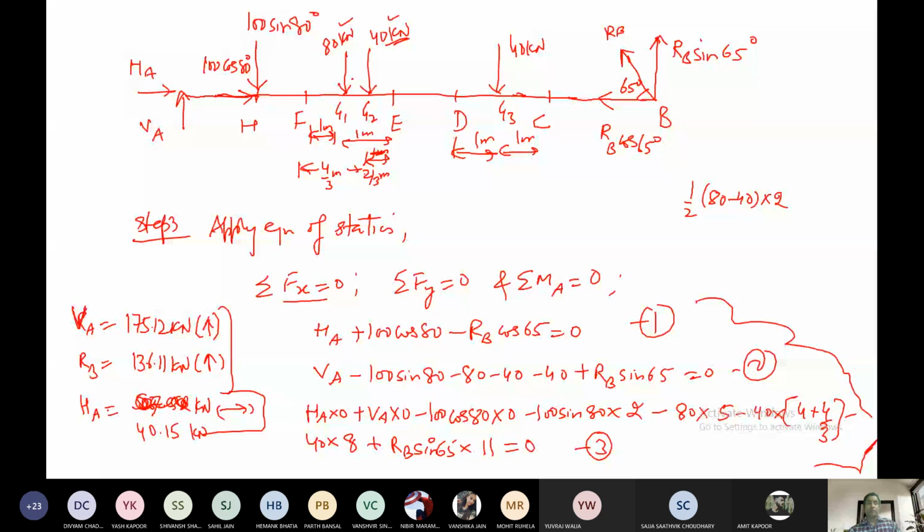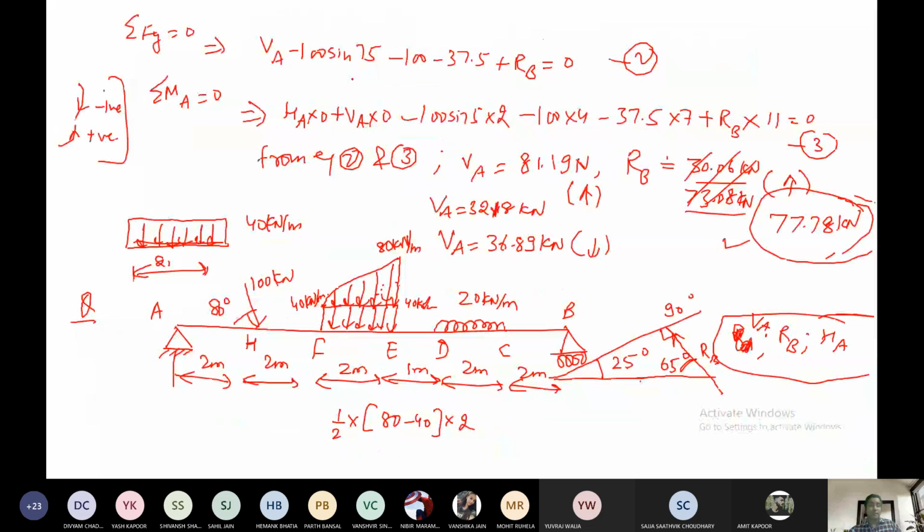Now coming to the second one. Here you can see this is the UVL on the UDL. If you look at this point, the 40 kilonewton value is there, and here it is how much? 80 kilonewton. That means it starts from 40 kilonewton and goes up to 80 kilonewton.